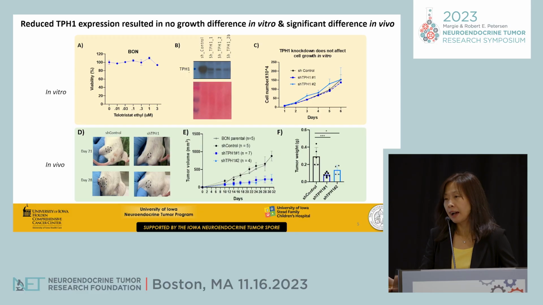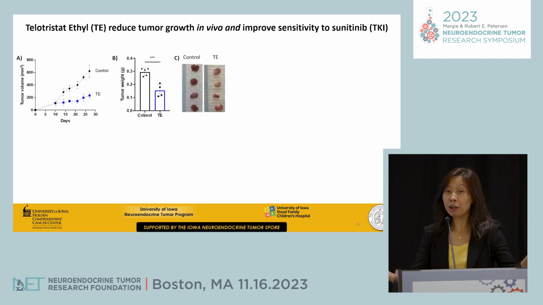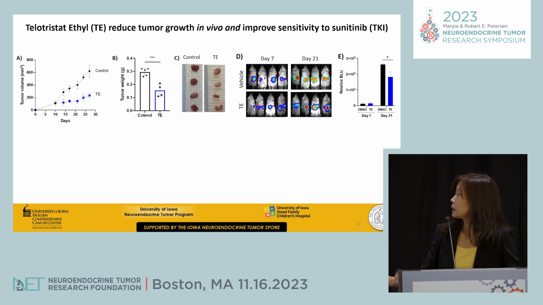And when we put it in the mouse, we saw this really dramatic phenotype. The TPH1 knockdown tumors actually grow super slowly, as you can see here with the blue lines. So that was the genetic knockdown model. Then we wanted to see, if we use the inhibitor of TPH1, can we recapitulate the phenotype? And we were lucky that we can see this as well when we use the TPH1 inhibitor telotristat ethyl. We can also reduce tumor growth.